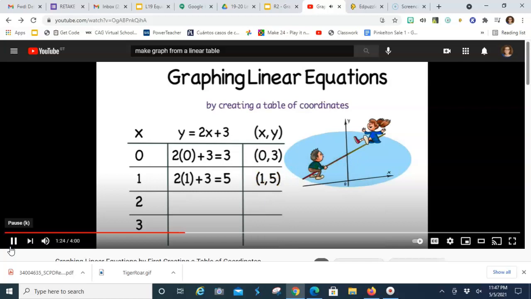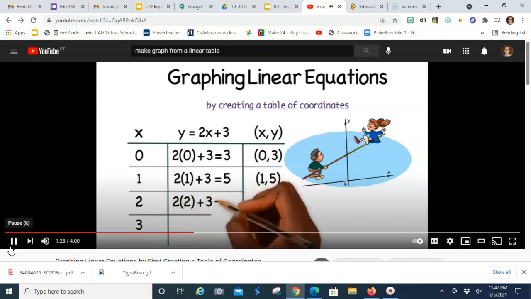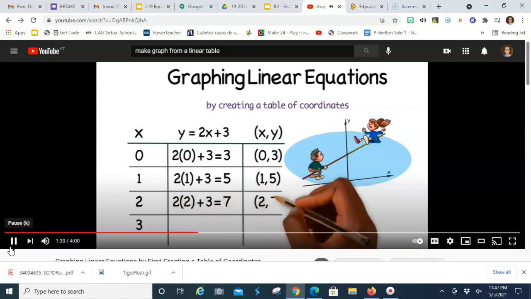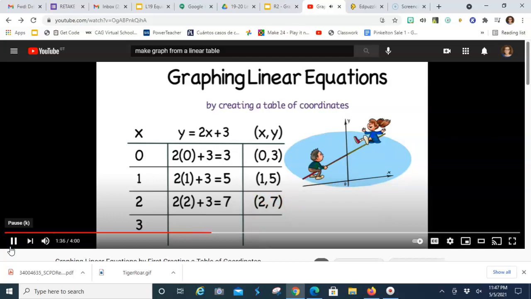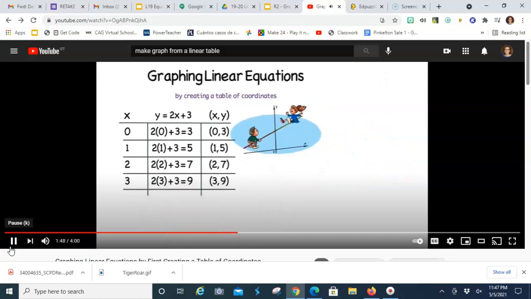Now I'm going to input the 2. 2 times 2 is 4, plus 3 is 7. So my ordered pair is 2, 7. And last I put in 3. 2 times 3 is 6, and 6 plus 3 is 9. So my last ordered pair is 3, 9. So now that I have my table of values, I'm ready to start putting them on the coordinate plane.